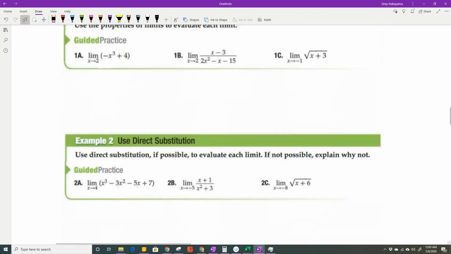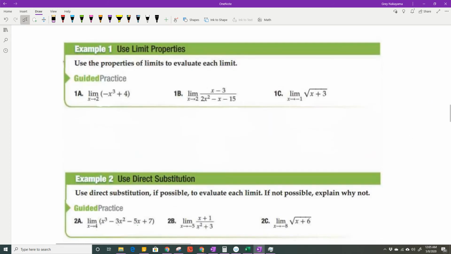Use the properties of limits to evaluate each limit. So as I said, if we have the limit as x approaches 2 of negative x cubed plus 4, I'm going to take 2 and plug it in for x. So that is -(2) cubed plus 4. Remember, if you always put parentheses around your variable, then you won't have any trouble. Put it directly in your calculator and you'll get an answer of -4.